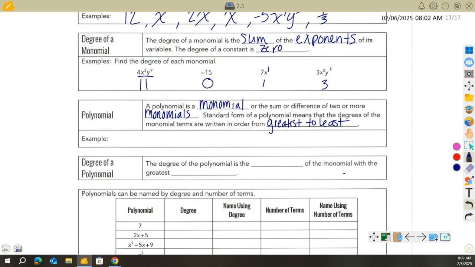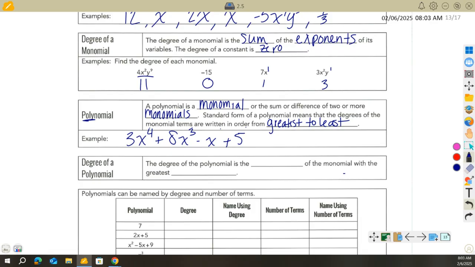So for example, a polynomial written in standard form would be 3x to the fourth plus 8x to the third minus x plus 5. So you see the degrees are going down as we get further into the polynomial. So poly, that means many. So we have many terms. So we have multiple terms with polynomials.